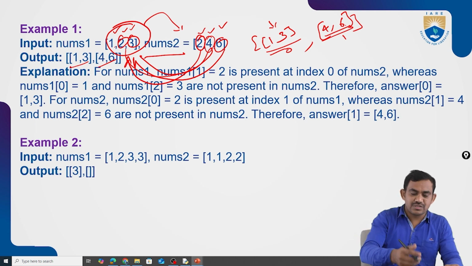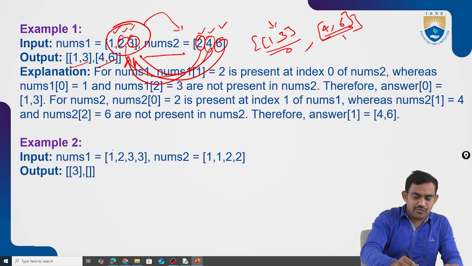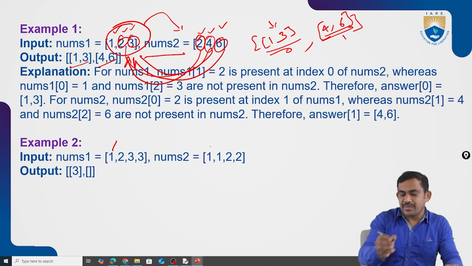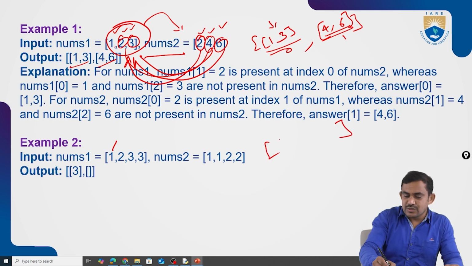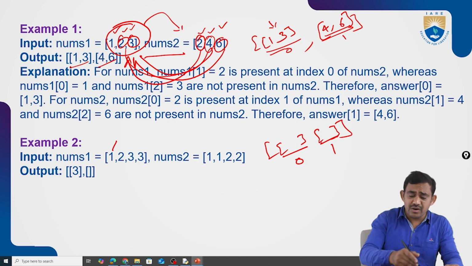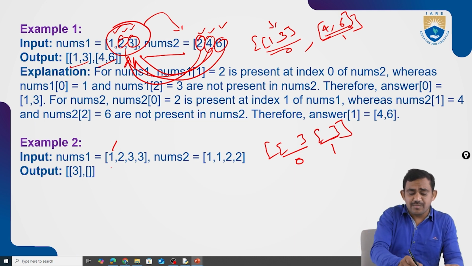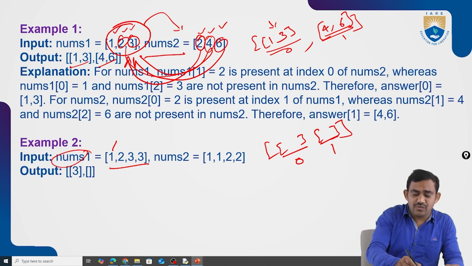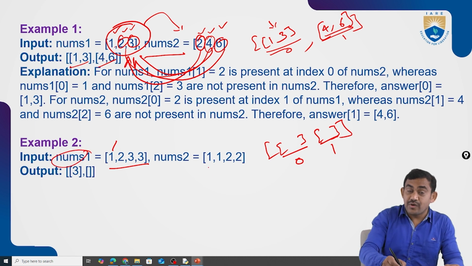Now coming to the second example. Now 1 is there, yes, so no need to append, even 0. Again our output has the 0th index as well as the 1st index. The 0th index is also a list, and the 1st index also has a list. Now number 1 is in nums1. We have 1, 2, 3, 3 and again 1, 2, 2, 2. So we have different numbers.